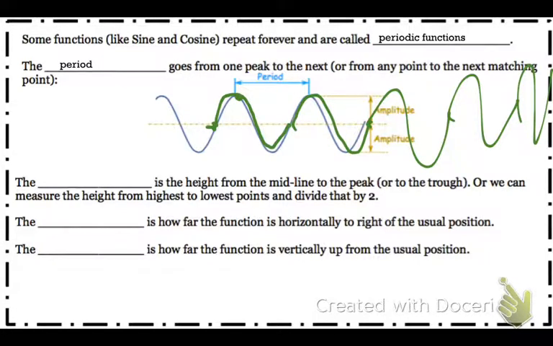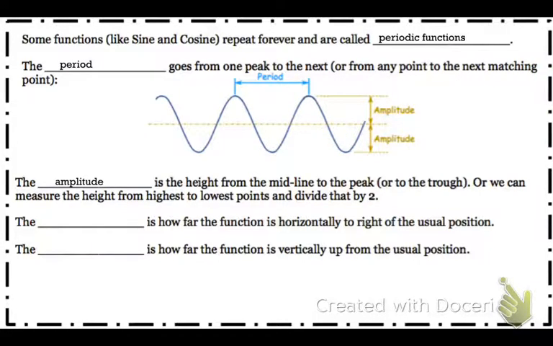Now, the amplitude is the height from the midline to the peak or to the trough. That's the low point. So it's either the peak or the valley. And we can measure this. You can either measure from the midline to the highest point and that's it, or you can take the highest point and the lowest point and then divide that by 2. Okay?